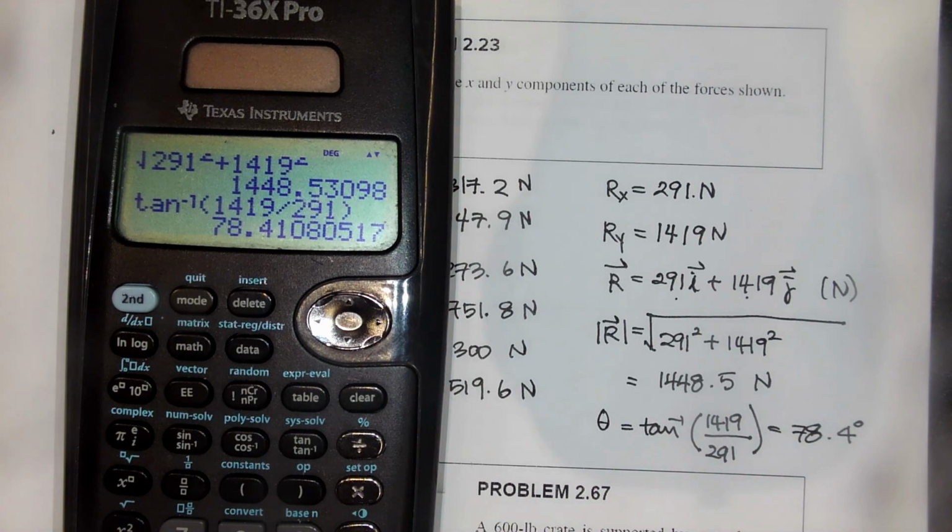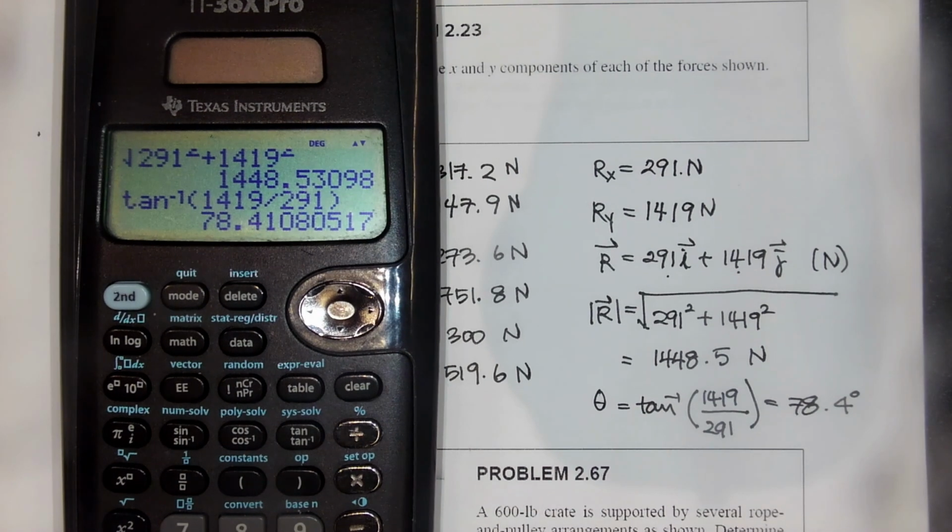78.4 degrees. Okay, so this is kind of a summary of the 2D resultant method, the learning objective 1. Any questions? Yes.